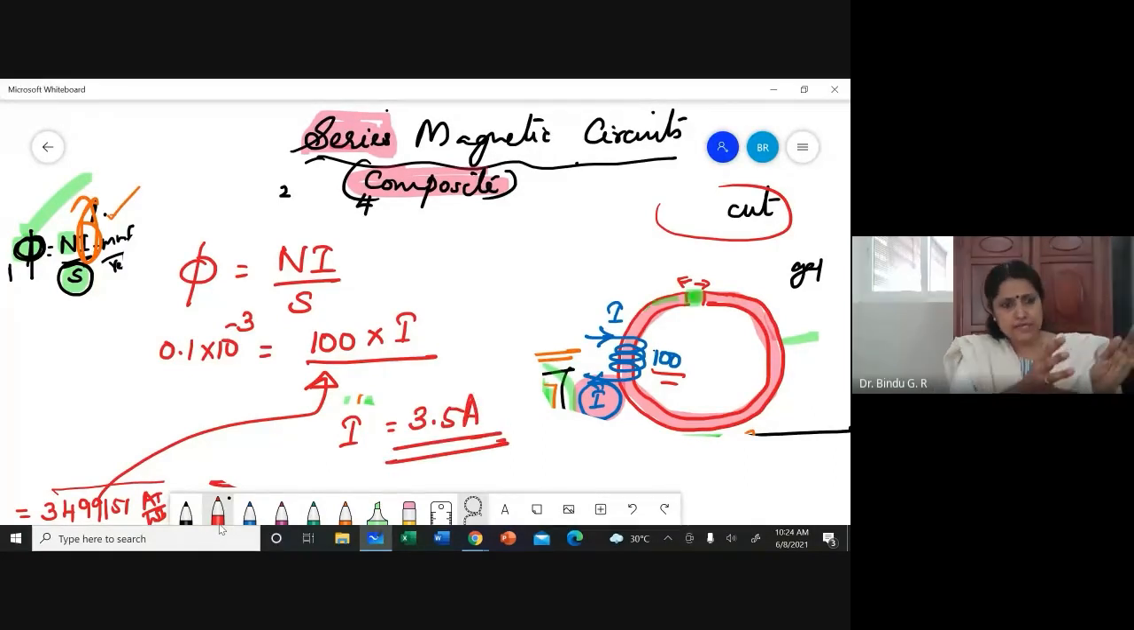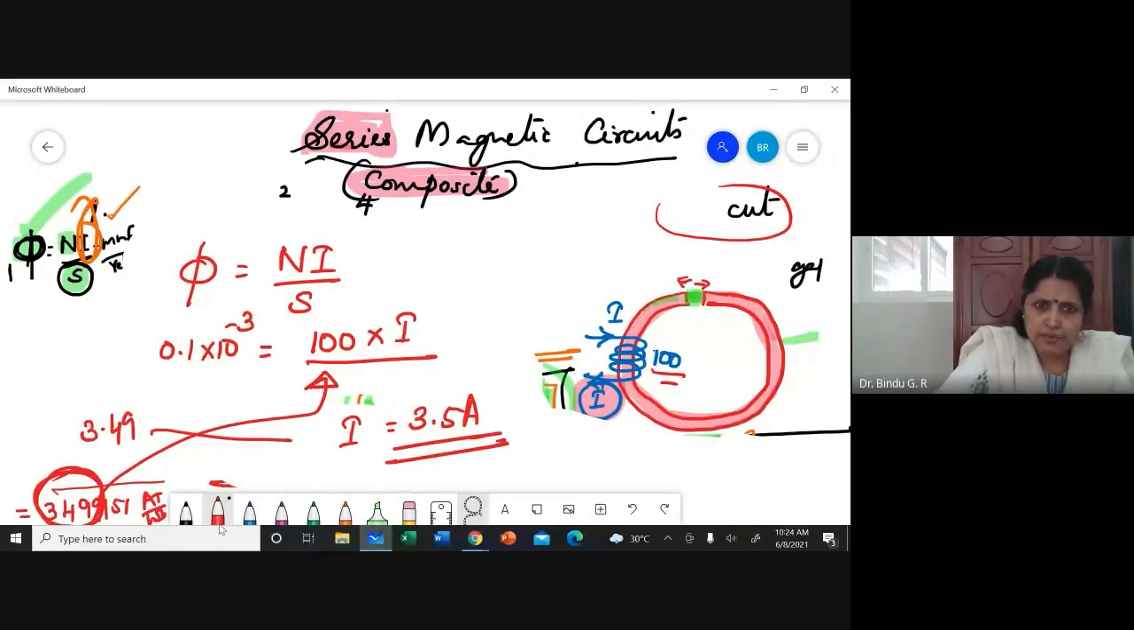And you will see that the 3,499,151, so much quantity becomes irrelevant because this 0.1 into 10 raised to minus 3 and 100 will take care of all those things. And you will finally get 3.49, which I approximated to 3.5 amperes. This is the magnetizing current they have asked for. I hope this is clear.